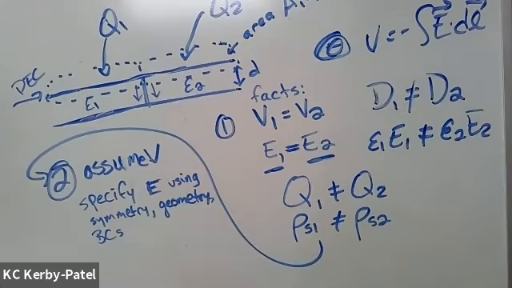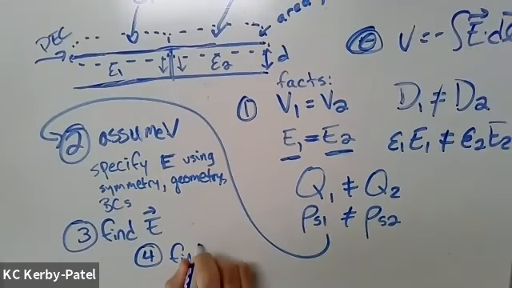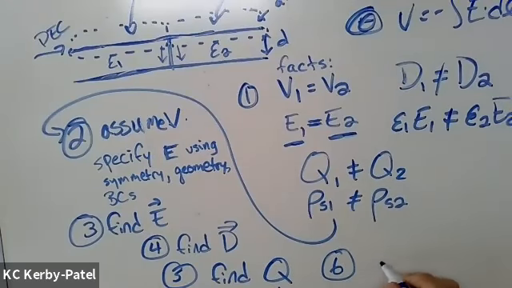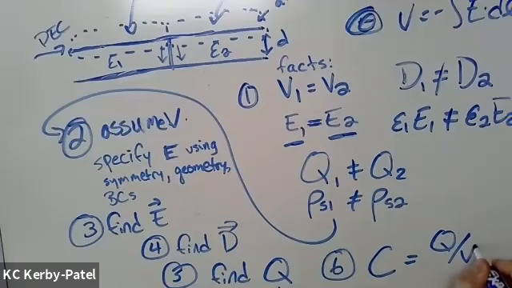So if we assume the voltage, then we can find the electric field. And then after that, we can find the electric flux density. And then after that, we can find Q. And then we have Q and we have V. So then we can find that the capacitance is Q over V. Those are the steps that I want you to go through as you try this in your breakout rooms.